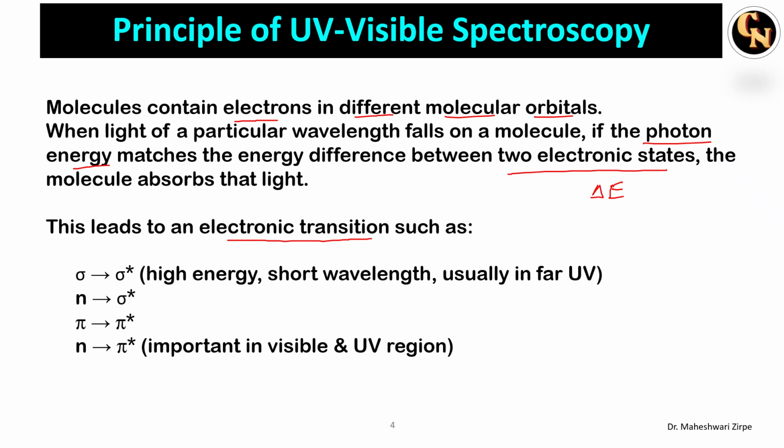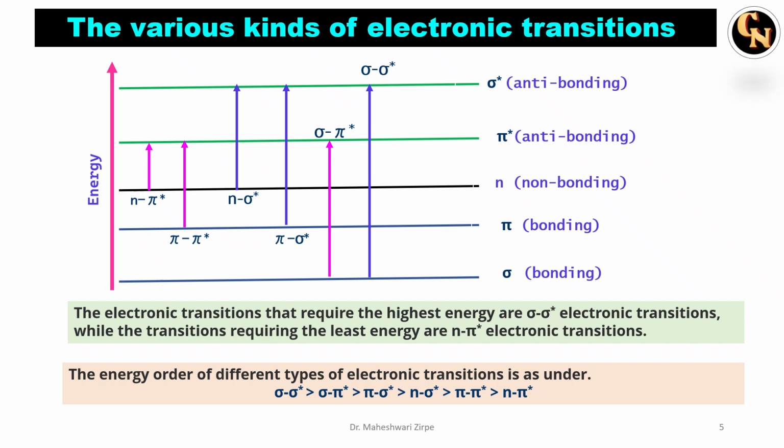Now let us see this in a diagram. These are the various kinds of electronic transitions that can happen when the electrons absorb energy. The electronic transition requiring the highest energy is sigma to sigma star. You can see there are different energy levels. The electron can be in the sigma bonding orbital, the pi bonding orbital, the n non-bonding orbital, the pi anti-bonding orbital, and the sigma star anti-bonding orbital. The electrons can be placed anywhere in these.